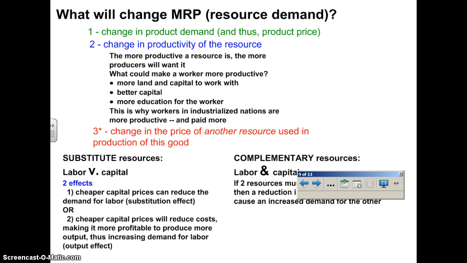What can make workers more productive? A number of things. First of all, having more other resources to work with, having better capital, so a newer computer, that's probably the main one, but a better phone to use, that sort of thing.